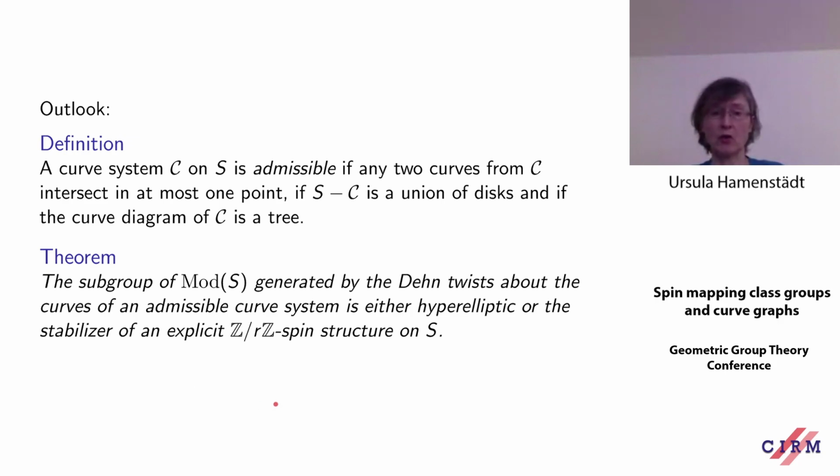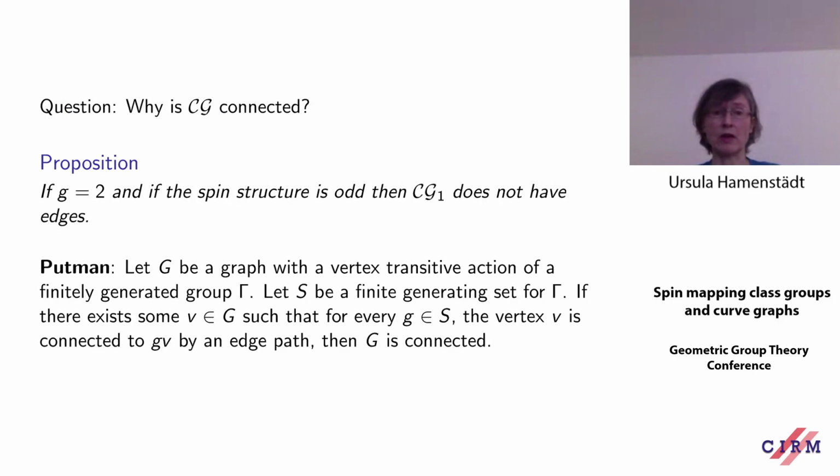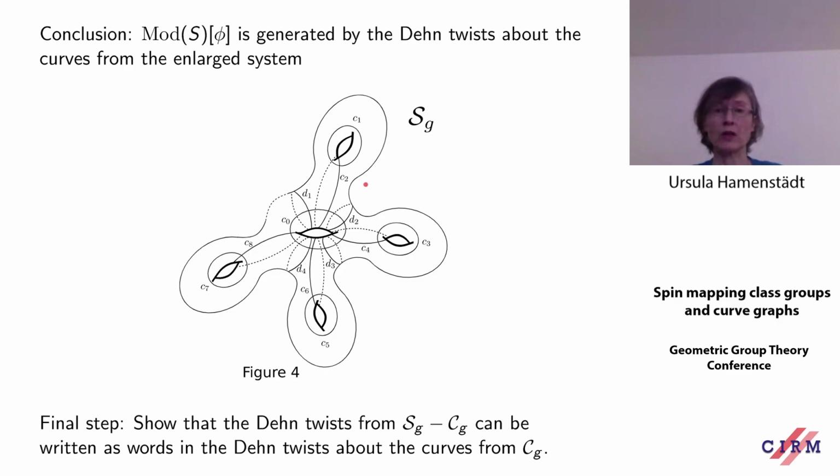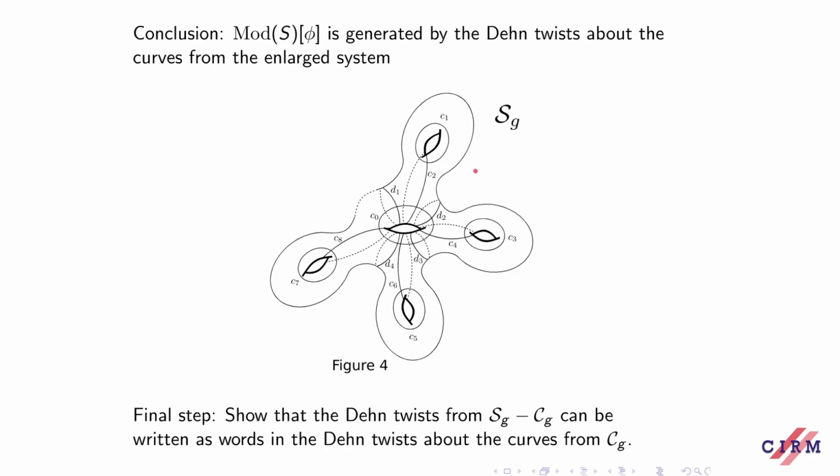So that means no matter what we draw on the surface, provided that we draw an admissible curve system, we can identify immediately the subgroup of the mapping class group generated by the Dehn twists about this curve system. And so here, how do we find this r-spin structure? We have to check parity, even or odd, which is a matter of checking. One has to train oneself to see whether you get an even or odd spin structure.